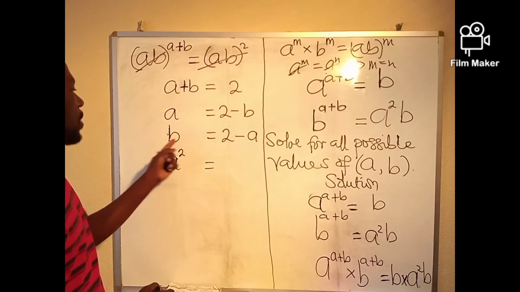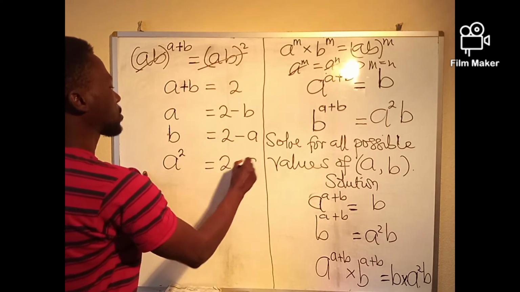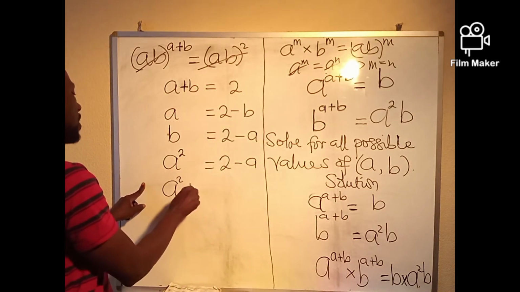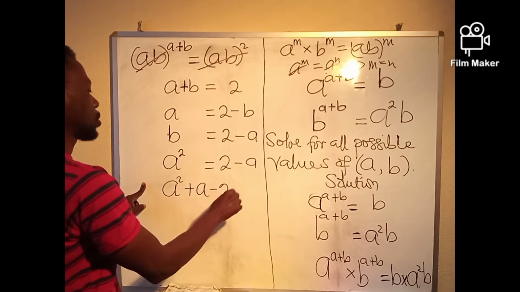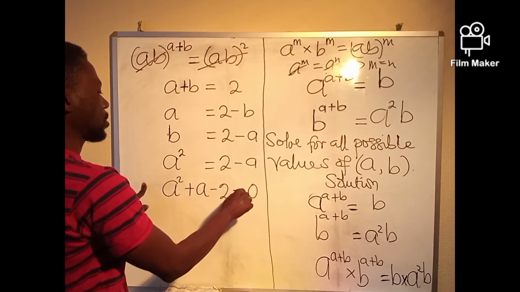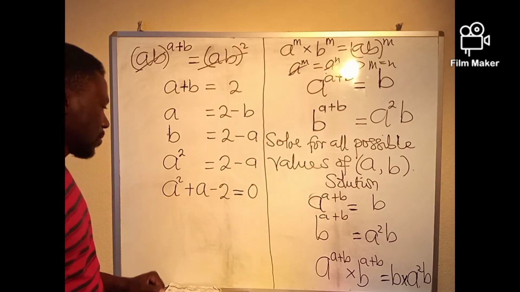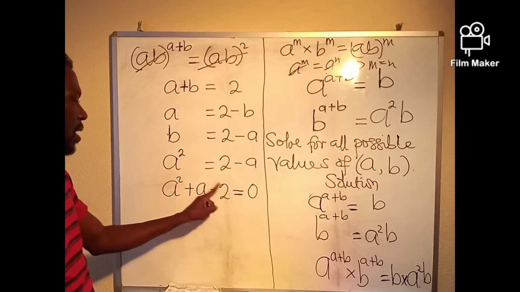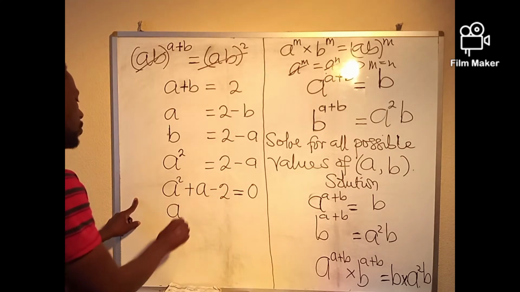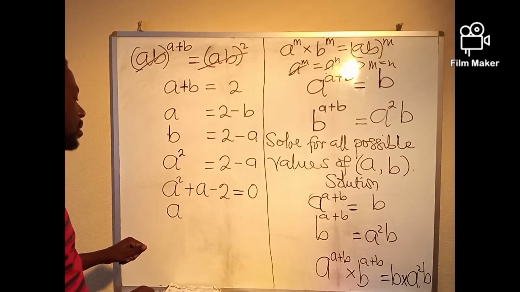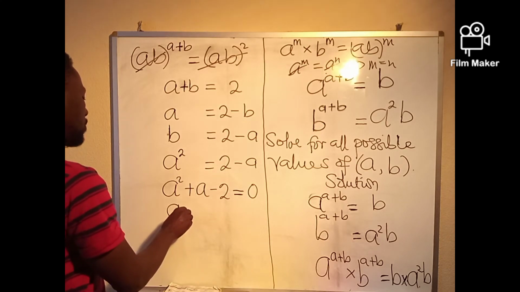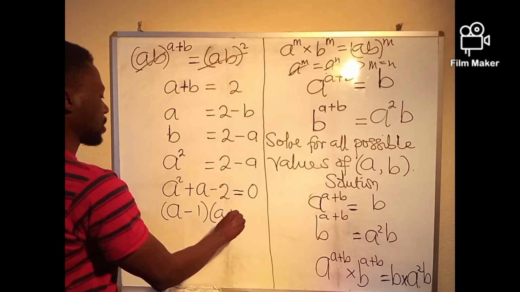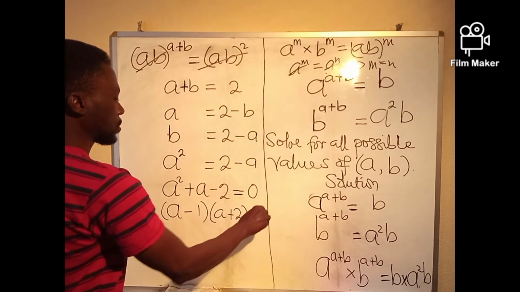What is our b? We have defined b to be equal to 2 minus a. So in this case, we shall have a squared plus a minus 2 is equal to 0. Now this gives us a quadratic equation. All right, so for the quadratic equation we factor: two numbers that add to give 1 and multiply to give negative 2. What are the two numbers? We shall have a minus 1 and a plus 2, and this is equal to 0.